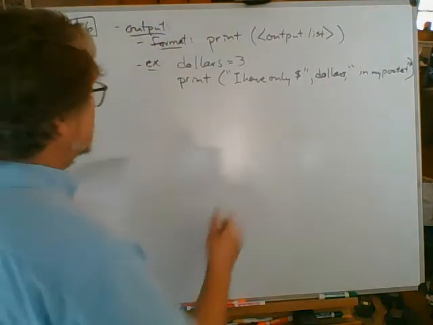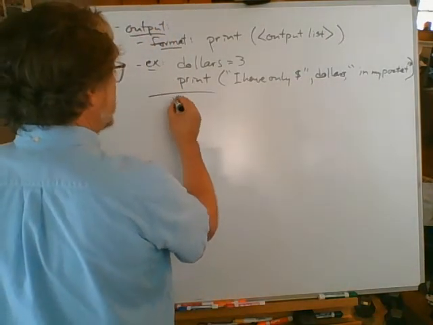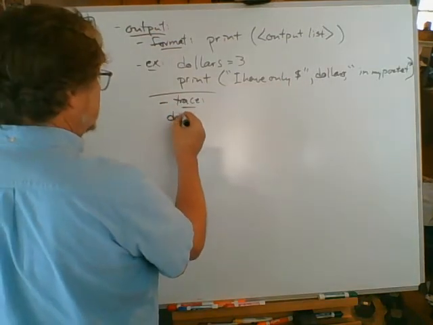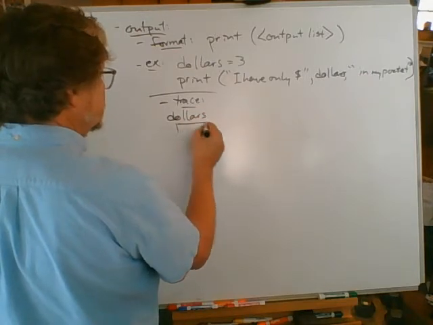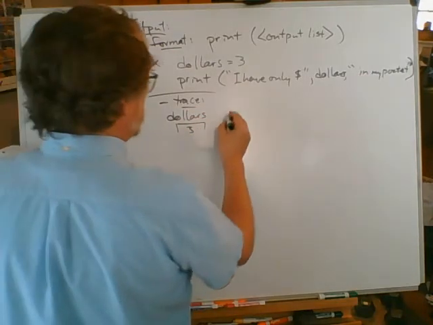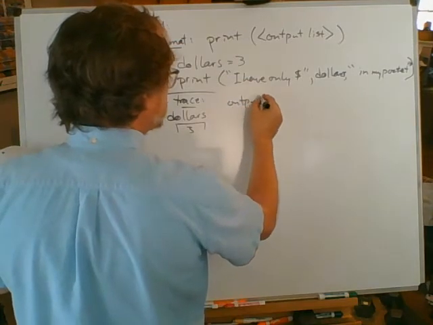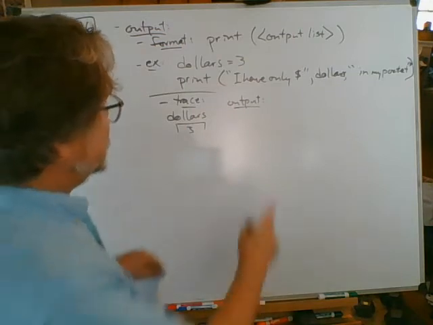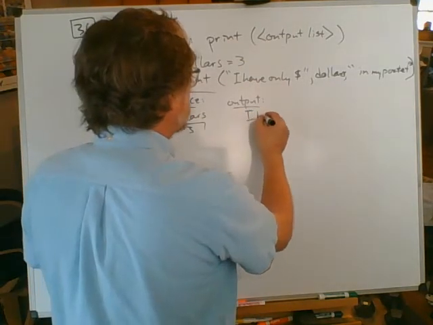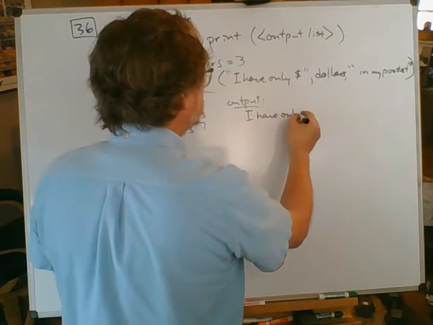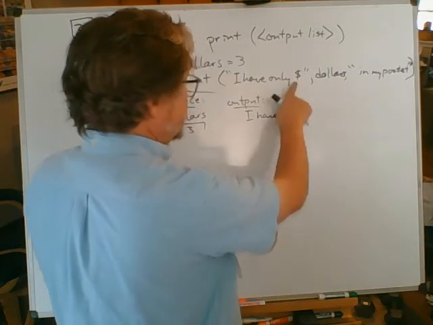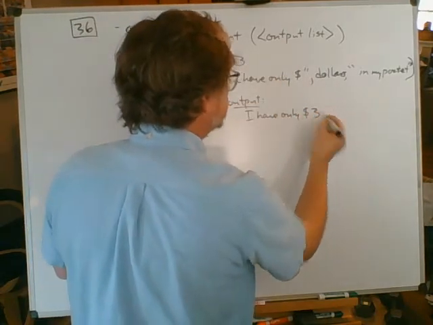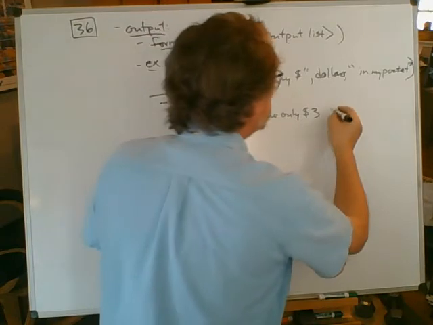What does this do? A trace. What does it do when we run this on the computer? Well, it's got a variable called dollars, set to 3, and the output. This trace actually has more than just a variable to keep up with. It has stuff that we need to predict what's going to show up on the screen. When it gets to this line, it's going to print out, I have only dollar sign. And then it's printed out that string. Then it has to look up the value of variable dollars. The current value is 3. I have only dollar sign 3 in my pocket.